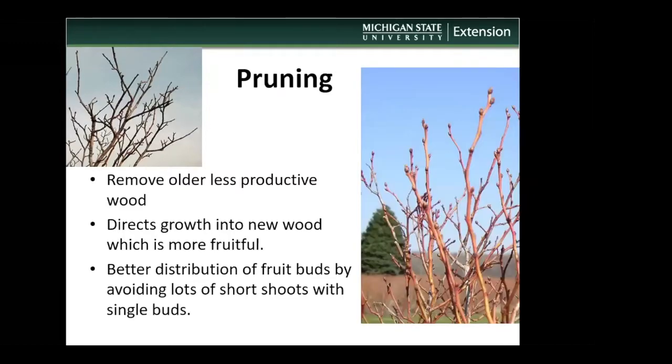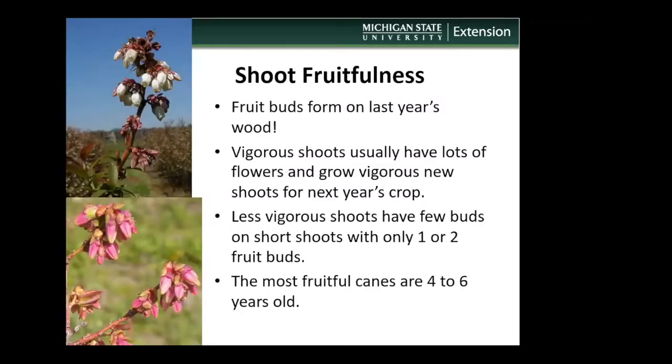So here's a close-up of what the shoot tips look like on that Bluecrop bush on the right. And you can see that on this one there's a fruit bud there, and I think one more bud there, where here we've got 6 or 8 fruit buds on each shoot. And that's really what we want, is to grow lots of large fruit.